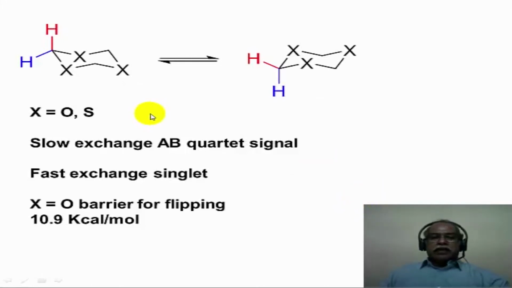Let us take another example of a chair-to-chair interconversion. It is not only cyclohexane that undergoes chair-to-chair interconversion. This kind of heterocyclic system where you have X equal to oxygen or sulfur, in other words, 1,3,5-trioxane or 1,3,5-trithiane kind of molecules, also undergo rapid interconversion from one chair form to another chair form. The chair form interconversion is denoted by the axial hydrogen being red here, which becomes equatorial upon chair-to-chair interconversion, and the equatorial hydrogen being blue here, which gets converted into the axial hydrogen during the chair-to-chair interconversion.